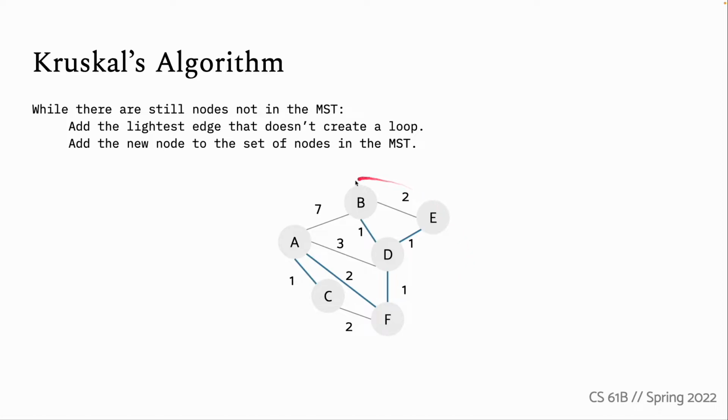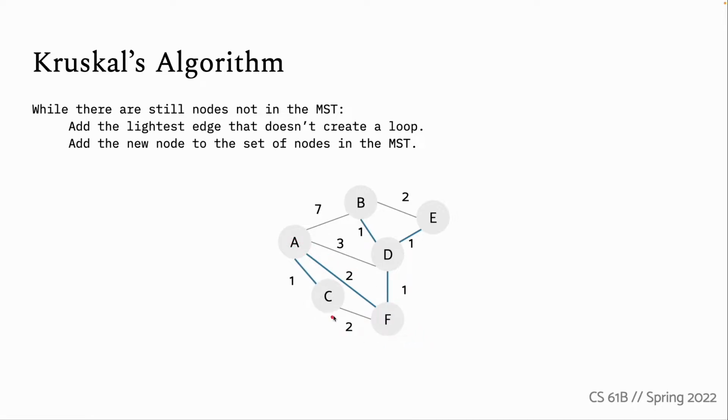Now, we can't include BE because if we were to include it, it would create a cycle right here. So we know that that's not going to be our next edge. Like with Prim's, we can pick either of these because, like I said, MSTs are not unique. So I'm just going to pick the one that's alphabetically smaller. I'm going to pick AF.